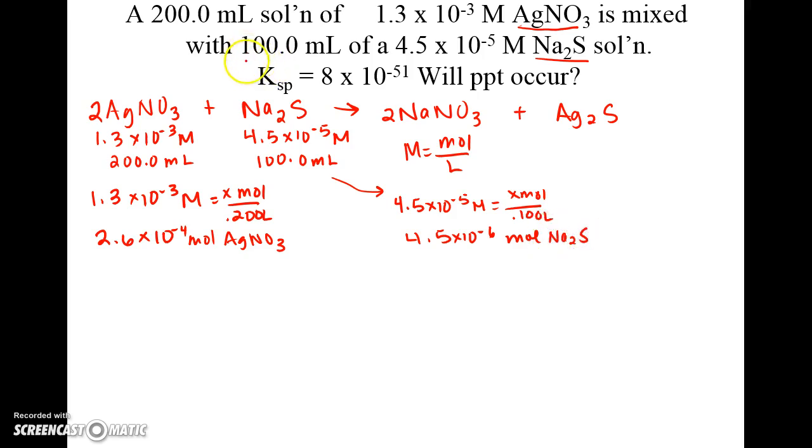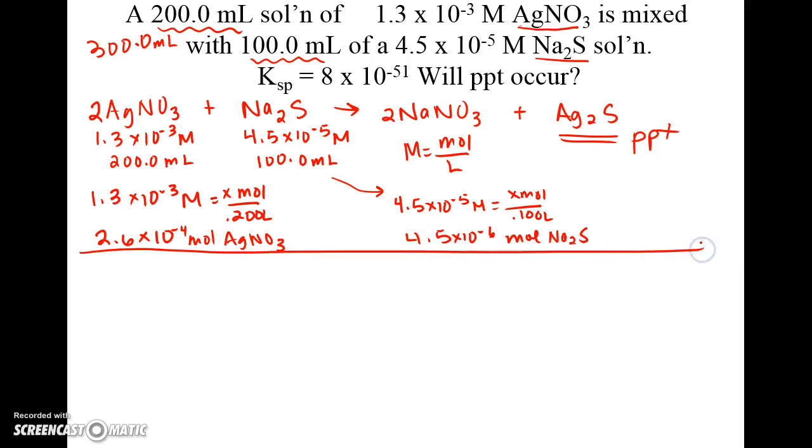Now, when I mix 100 milliliters with 200 milliliters, my total volume of solution is now 300 milliliters, which means both of my moles have become diluted. I need to know, will a precipitate occur? Here's my precipitate according to solubility rules. Will I have enough of each of these ions to actually make a precipitate? So I need to do the next step, which is the dilution. Once I have my moles, I do my dilution by finding the new molarities.